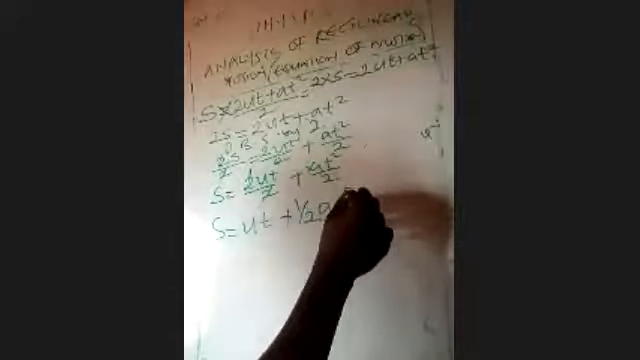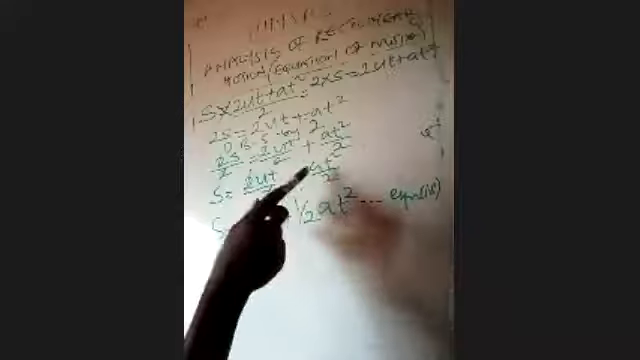s is equal to ut plus, if you want here, half at squared. So we take this as our equation 3. You just have to understand it straightforwardly. s is equal to 2ut over 2 plus at squared over 2. We cancel the 2, so this is equal to ut plus at squared over 2, which is the same thing as half at squared. So that is our equation 3.